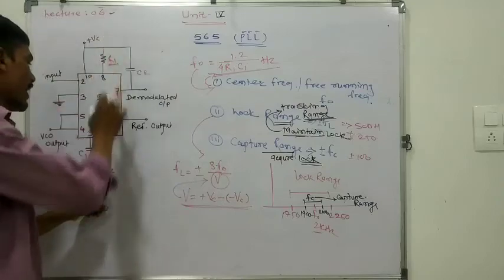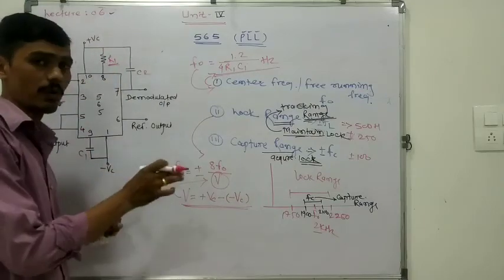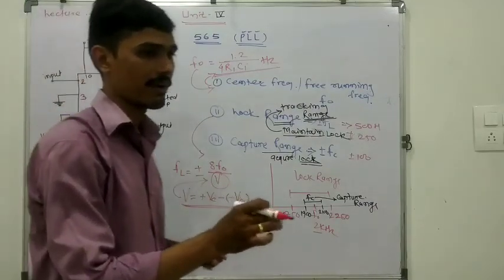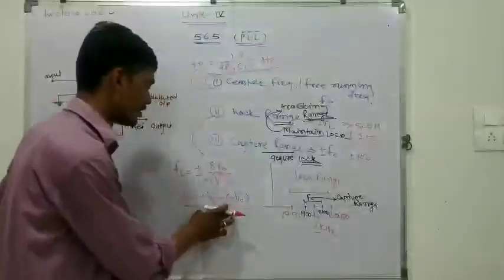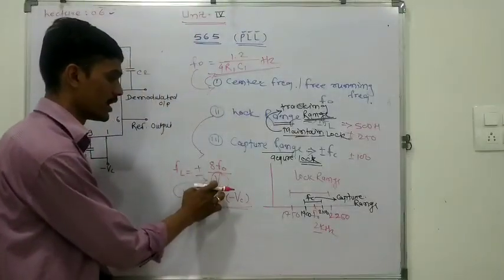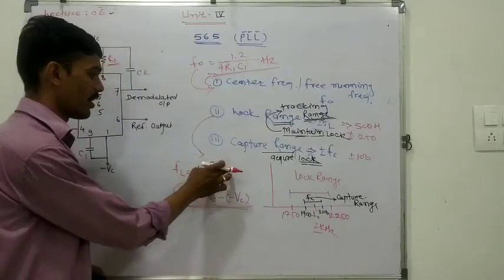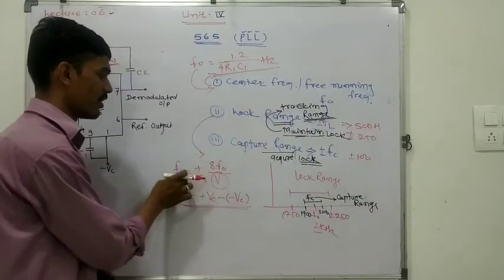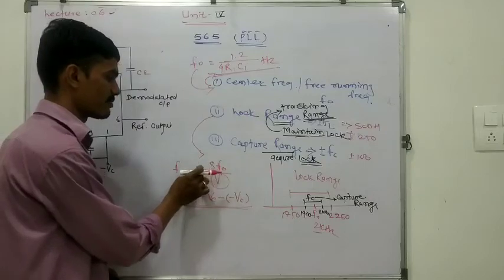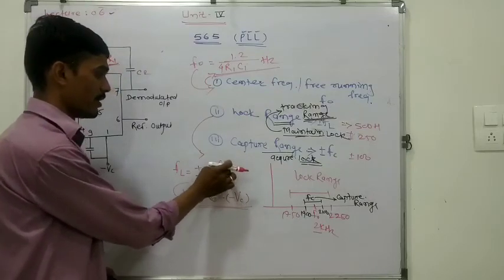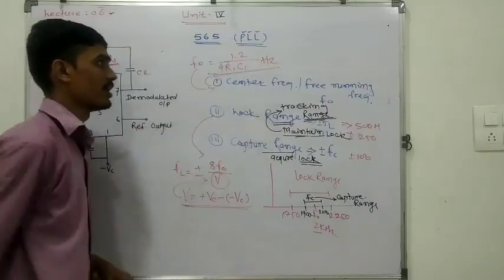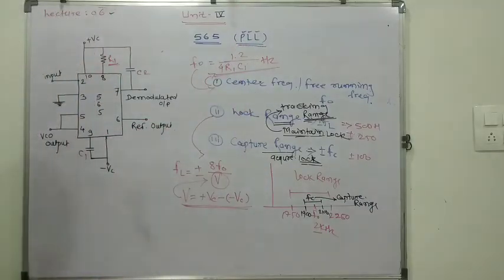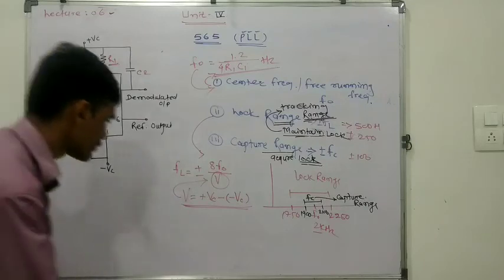The supply is directly mentioned in the problem, for example a supply of plus minus 10 volt, plus minus 5 volt, plus minus 50 volt. That supply we have to use to calculate the total V. By this we can calculate the lock range, that is plus minus 8F0 by V, where F0 is the center frequency, calculated by the formula 1.2 upon 4R1C1.